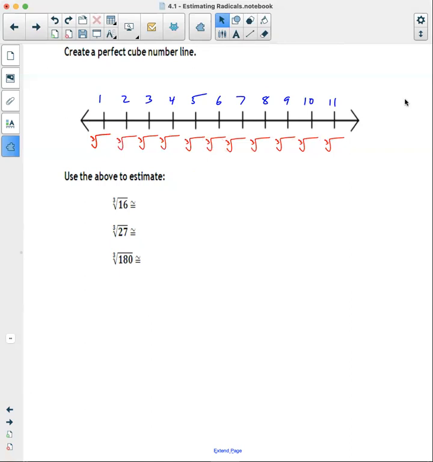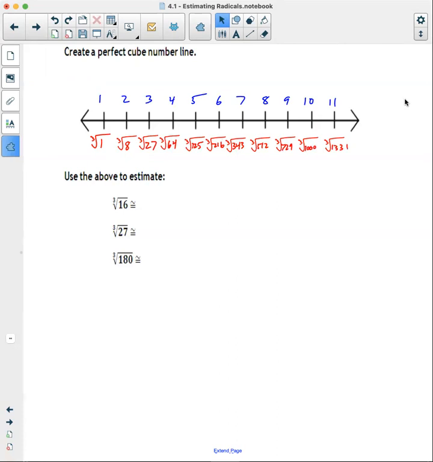All right. So same thing. So 1 times 1 times 1. So 1 is the cube root of 1. 2 times 2 is 4. Times 2 more is 8. 3 times 3 is 9. Times 3 is 27. And we will continue. So 64, 125, 216, 343 for 7, 512 for 8, 729 for 9, 1,000 for 10, and 1,331 for 11.